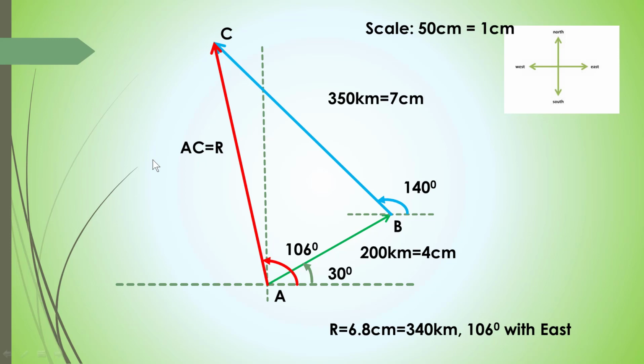Don't forget to use arrowheads. I am using bold letters, that's why we are not using arrowheads here, but in your notebooks you have to use arrowheads. That is very important. So we have the resultant 6.8 centimeters, which is equal to 340 kilometers, and the angle is 106 degrees with east. You measure the length of this resultant with a scale, and calculate the angle it makes with the positive x-axis with a protractor, and you will get the resultant.